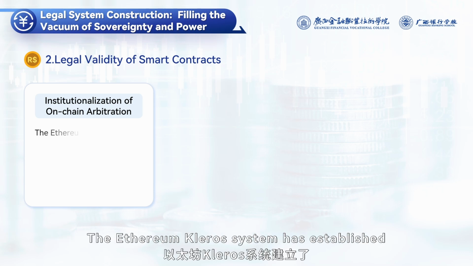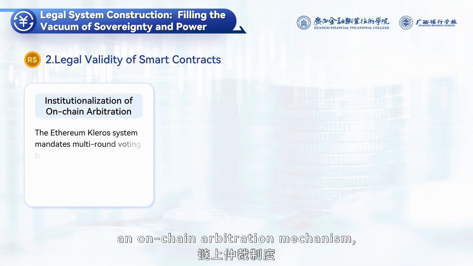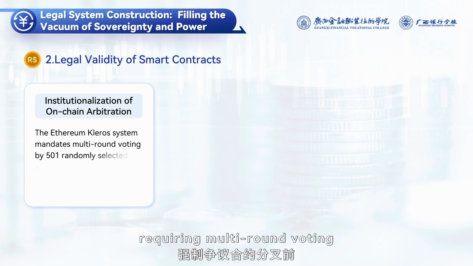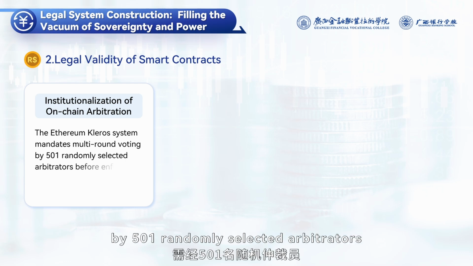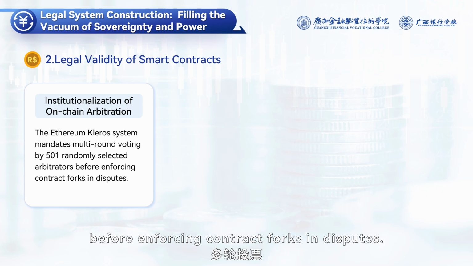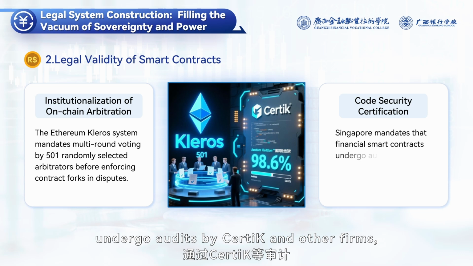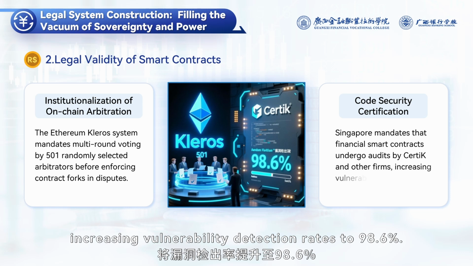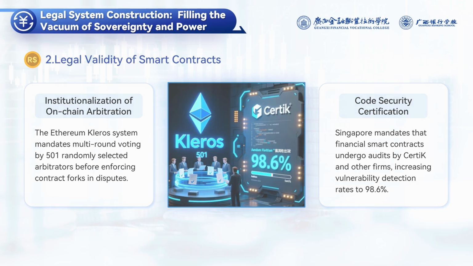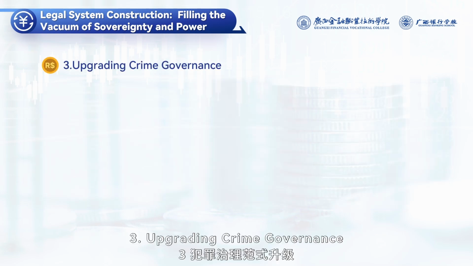The Ethereum Kleros system has established an on-chain arbitration mechanism, requiring multi-round voting by 501 randomly selected arbitrators before enforcing contract forks in disputes. Singapore mandates that financial smart contracts undergo audits by CertiK and other firms, increasing vulnerability detection rates to 98.6%. 3. Upgrading crime governance.